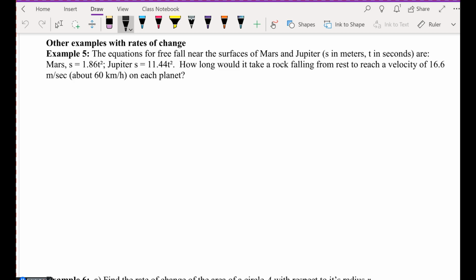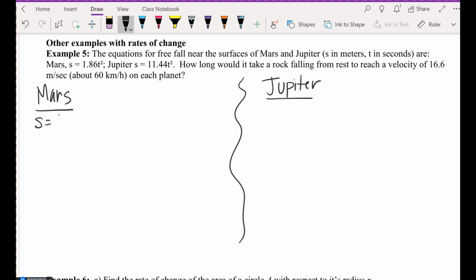How long would it take a rock falling from rest to reach a velocity of 16.6 meters per second? Find the derivative. You're right, independently, right? Because it looks like each planet has its own equation. So Mars and Jupiter. The equation for Mars is 1.86 T squared. The equation for Jupiter is 11.44 T squared. So the derivative, which is S prime of T, equals to what?